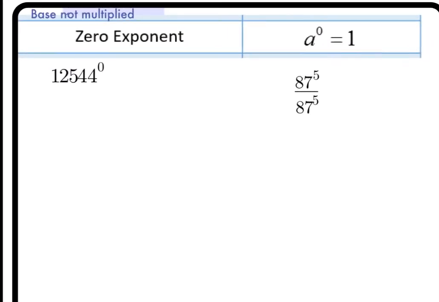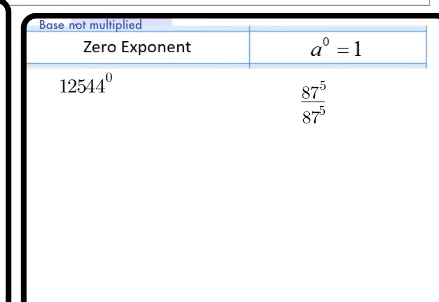Alright, 0 exponent. Again, there's many different ways that I can explain this. The first way that we explained it at first is that we always have an invisible 1. So if I have 1 times none of my base, that means I am multiplying my base 0 times. That means it doesn't show up at all.